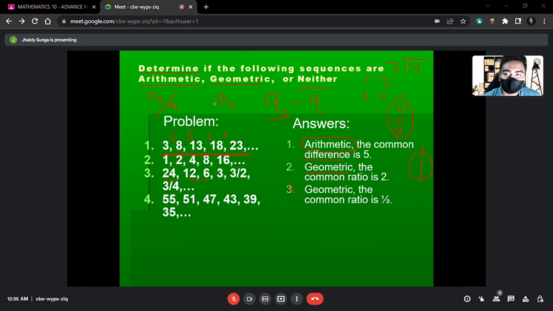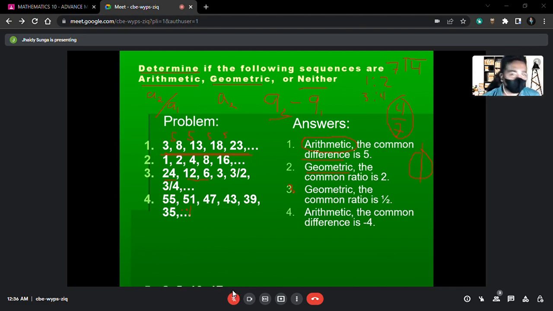So a sub 2 minus a sub 1 would be negative 4. 51 minus 55 would be negative 4. So the common difference of this sequence would be negative 4, right? So it is arithmetic, alright?